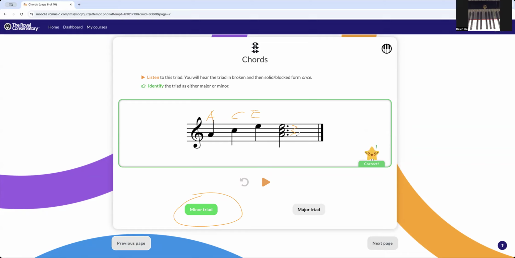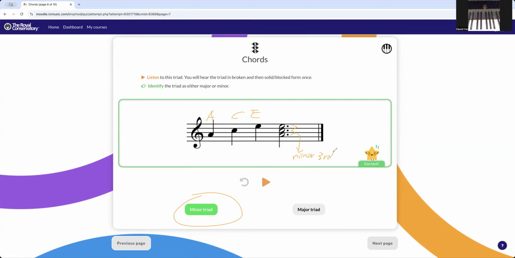It is because we have a minor third interval. What is an interval? An interval is about 2 notes. We have a minor third in the bottom, and this one is major, a major third on the top. So with a minor third in the bottom and a major third on the top, we call it a minor triad.